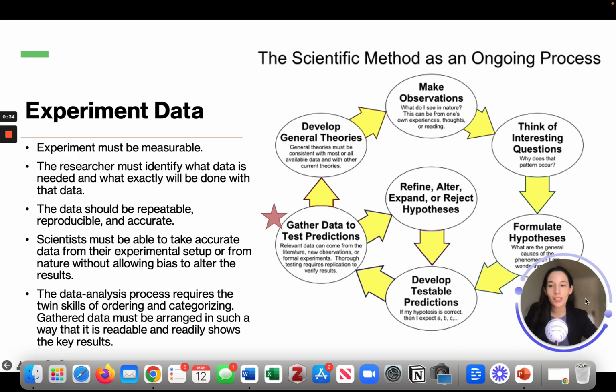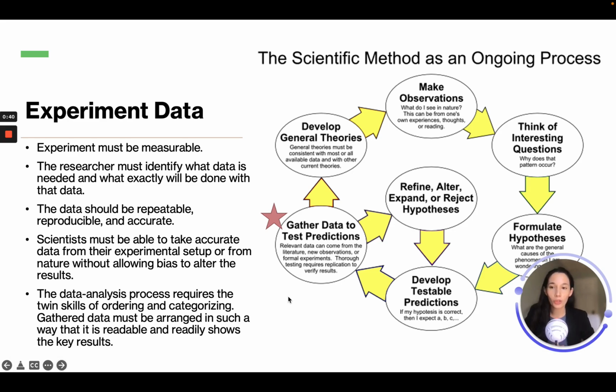Scientists must be able to take accurate data from their experiment setup or from nature without allowing bias to alter the results. The data analysis process requires the twin skills of ordering and categorizing. Gathering data must be arranged in such a way where it is readable and readily shows the results.